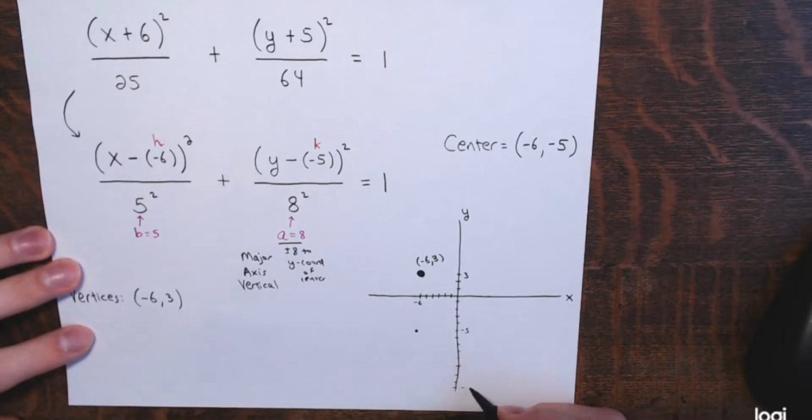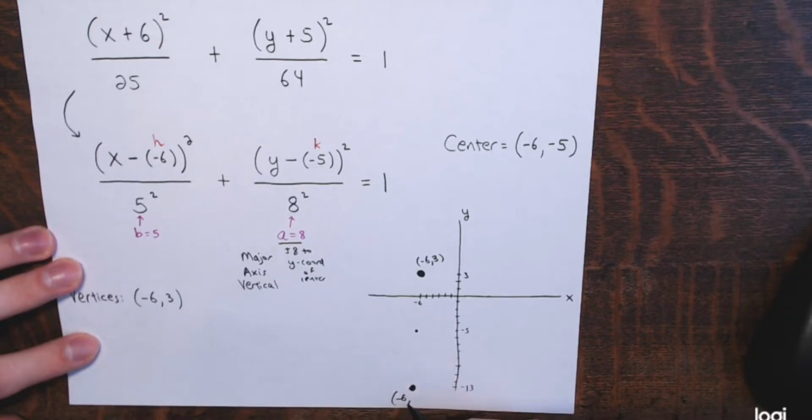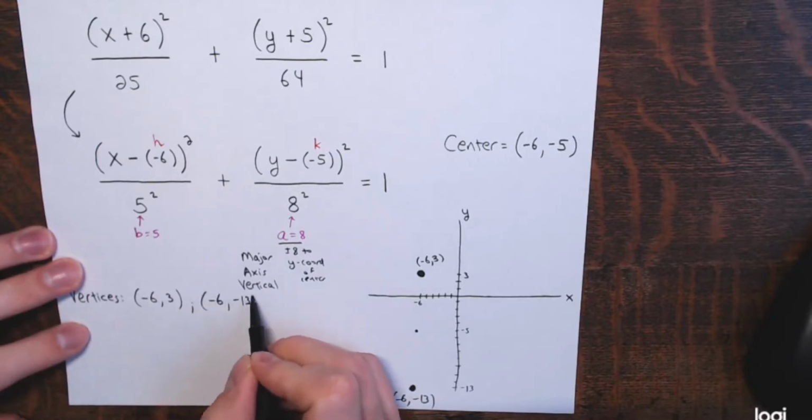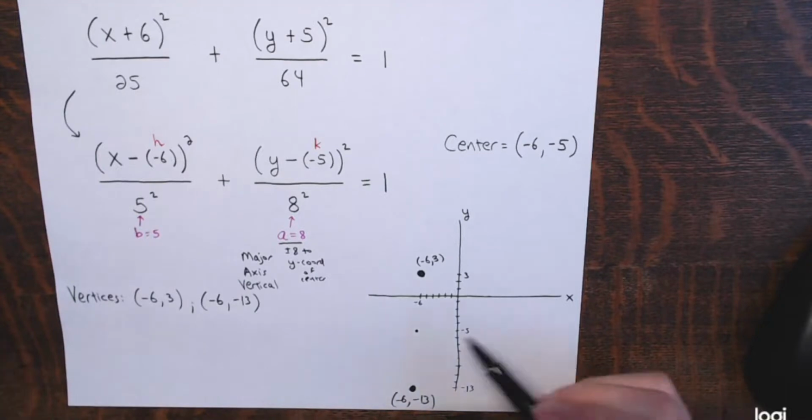So I went up 8 and then down 8 to negative 13 here on the y-axis. And here's another vertex at negative 6, negative 13. That would be the other vertex, negative 6, negative 13. Right, so there are the vertices, the ends of the major axis.